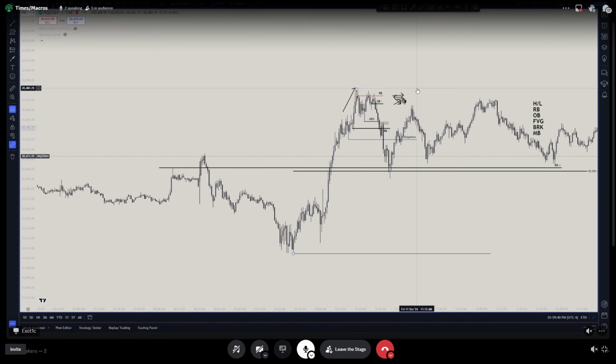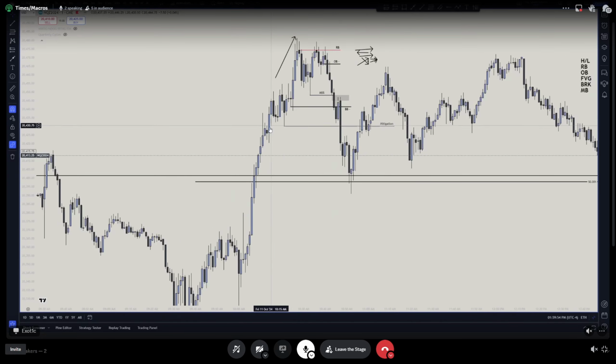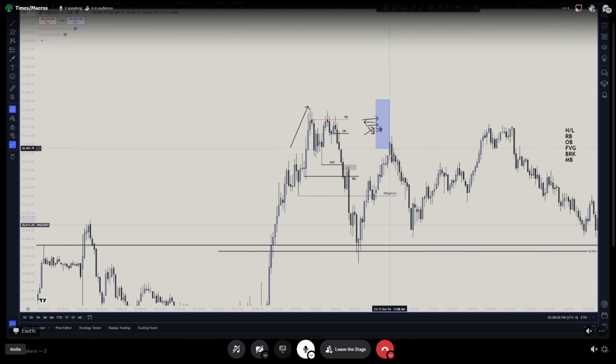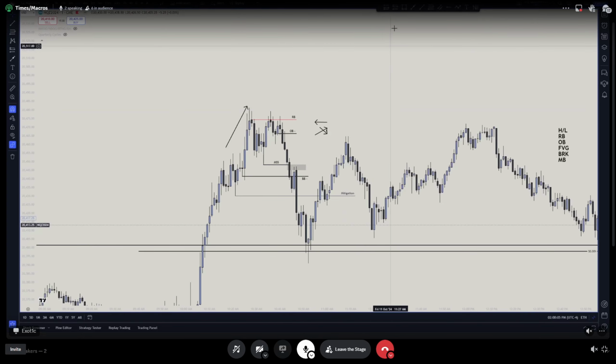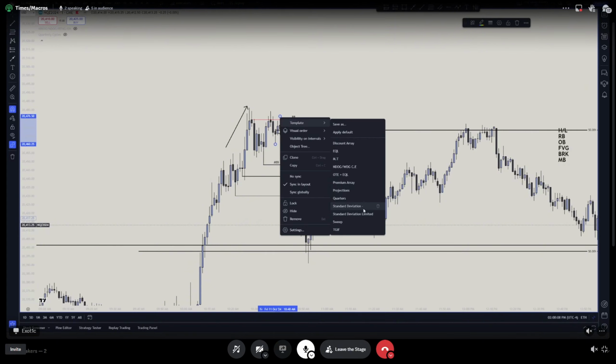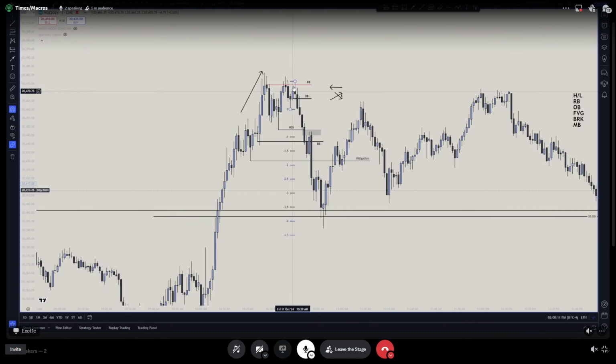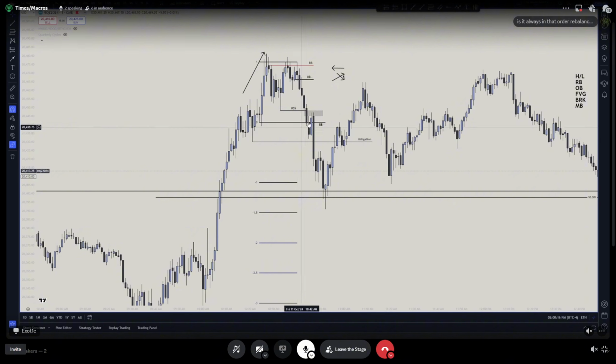Because what's the market supposed to do? Well, the market's supposed to rebalance inefficiencies, imbalances, seek liquidity, rebalance equilibrium, right? And what did we see happen here? We did rebalance those right here. And we did come back down into equilibrium here. So it's really up to you to see where your sell model is going to end here. If we're taking your standard deviations here, off of this, like here, you hit your 4. Off of your breaker, you hit your 1 to 1.5, right? So that's your low hanging fruit.